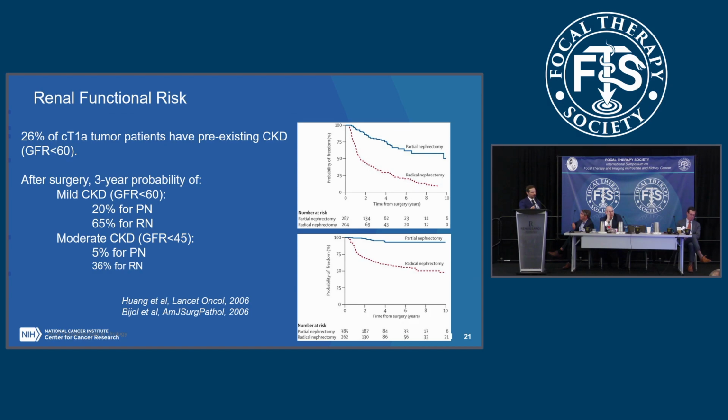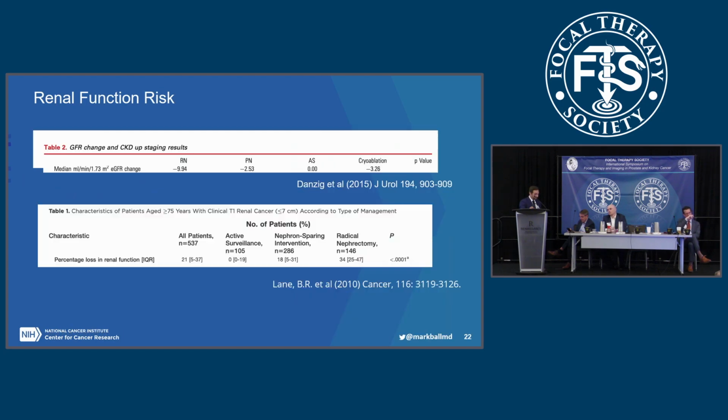What about renal functional outcomes? Well, we know that a quarter of patients with a T1 renal mass have pre-existing CKD. And after surgery, a not insignificant number go on to have worsening CKD. So 2/3 of patients with a radical nephrectomy and 1/5 after a partial nephrectomy have mild CKD. A third of radical nephrectomy patients, 5% of partials, have moderate CKD.